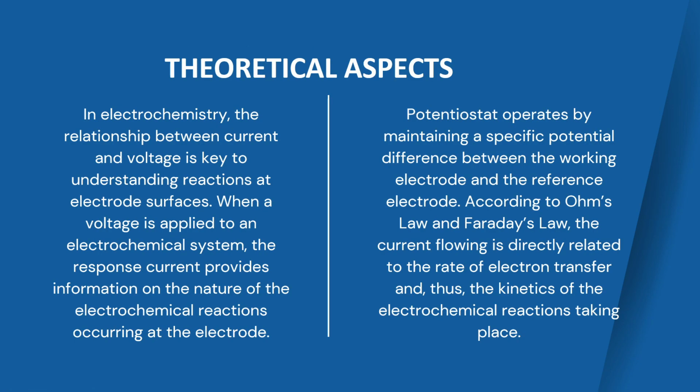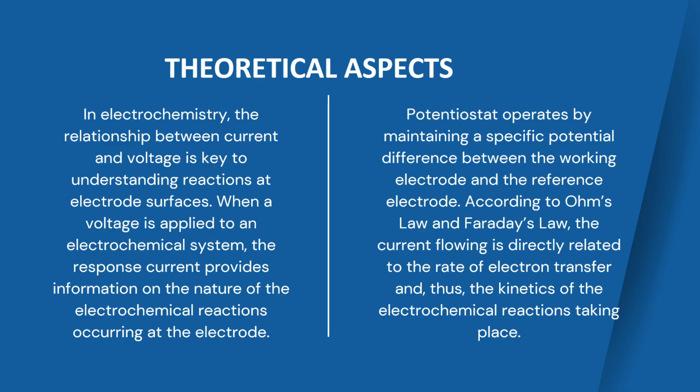Next, coming to the theoretical aspects of a potentiostat. In electrochemistry, the relationship between current and voltage is key to understanding reactions at electrode surfaces. When a voltage is applied to an electrochemical system, the response current provides information on the nature of the electrochemical reactions occurring at the electrode.